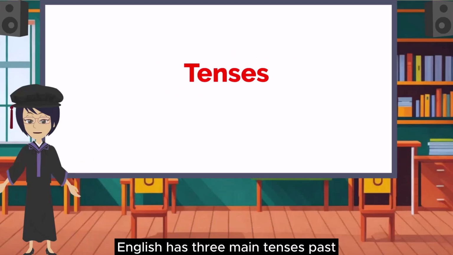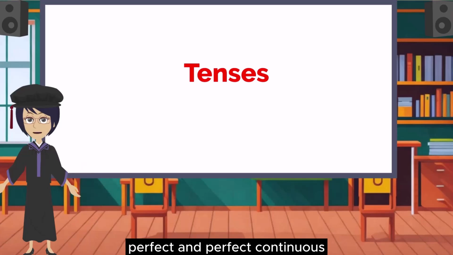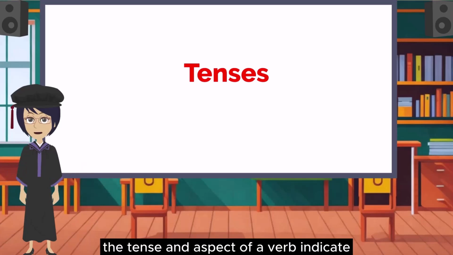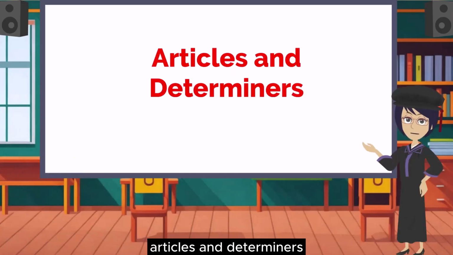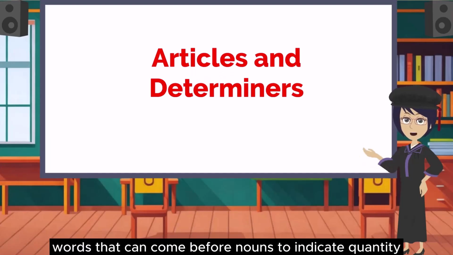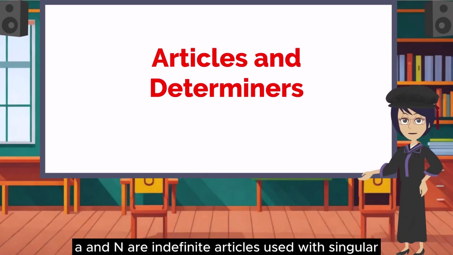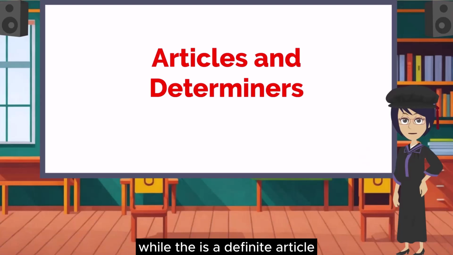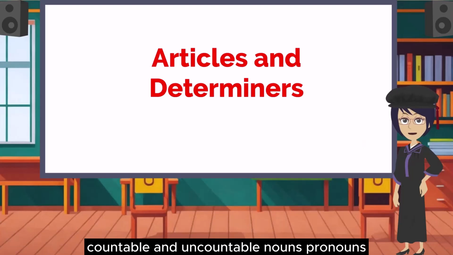Tenses. English has three main tenses: past, present, and future. Each tense has four aspects: simple, continuous, perfect, and perfect continuous. The tense and aspect of a verb indicate the time of action or state of being. Articles and determiners. Articles, a, an, and the, and determiners, words that can come before nouns to indicate quantity or specificity, are used to refer to nouns. A and an are indefinite articles used with singular, countable nouns, while the is a definite article used with both singular and plural, countable and uncountable nouns.